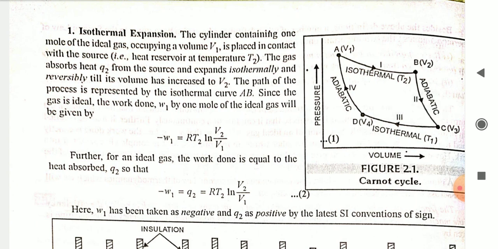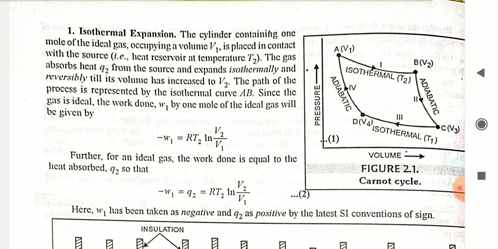Isothermal expansion. The cylinder containing 1 mole of ideal gas occupying a volume V1 is placed in contact with the source heat reservoir at temperature T2. The gas absorbs the heat Q2 from the source and expands isothermally and reversibly, its volume increasing to V2. The path of the process is represented by the isothermal curve AB.